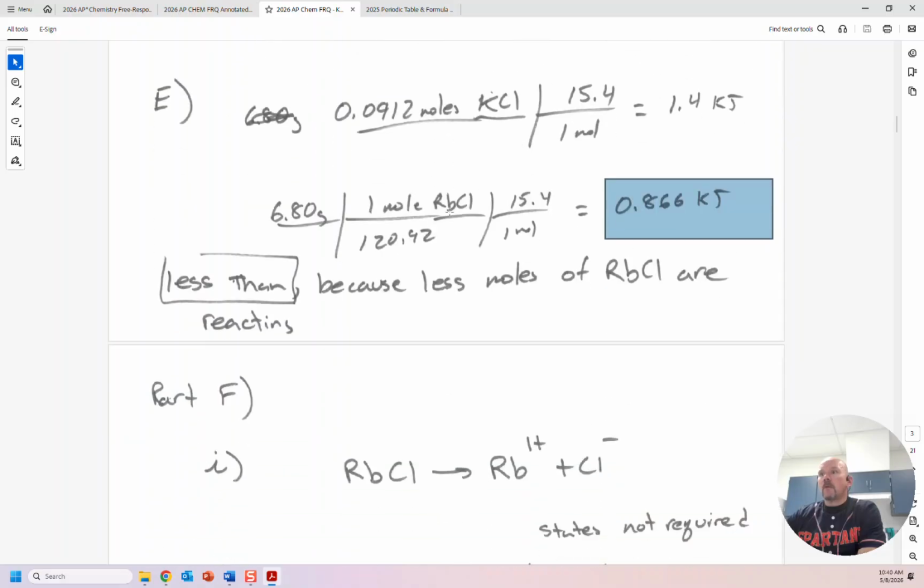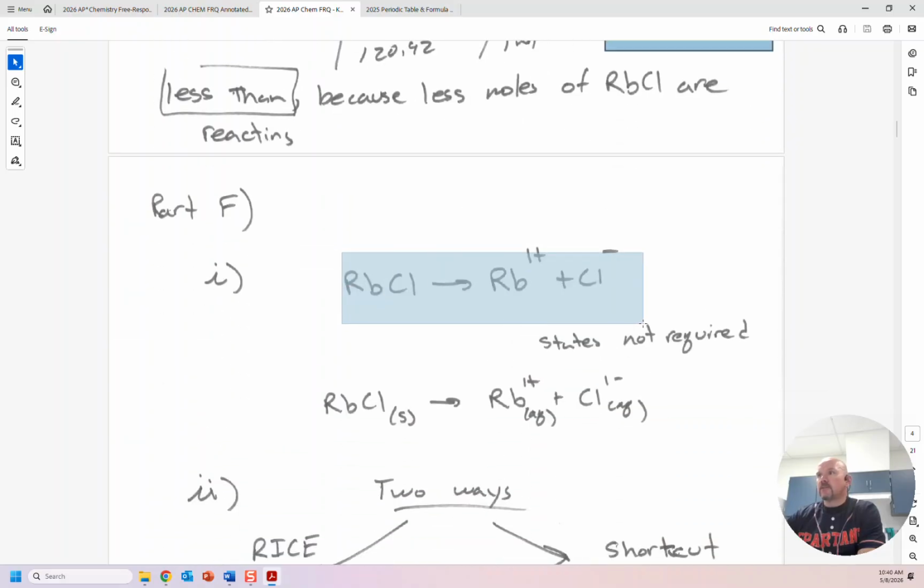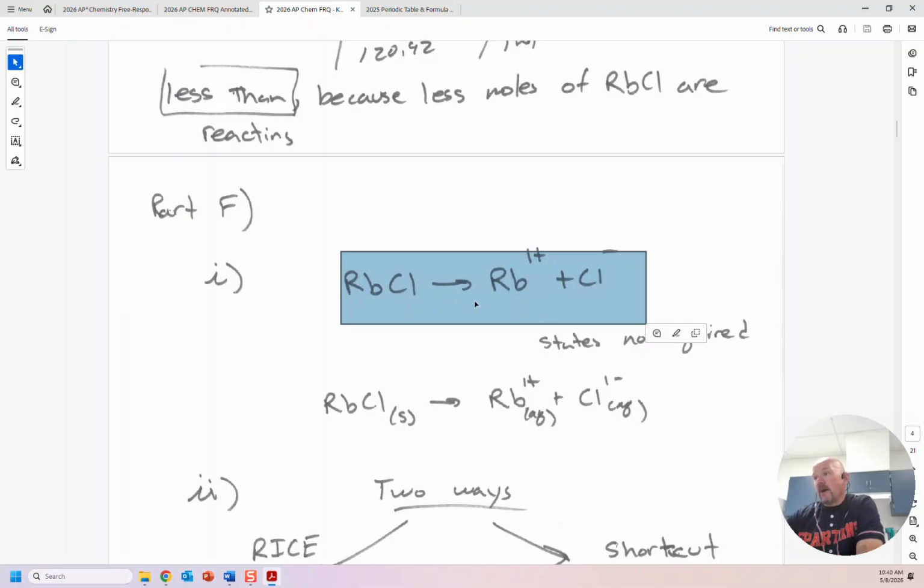All right, so we have to first show the salt dissolving in water. Now, they didn't ask for states of matter, so I wouldn't put them if they don't ask for it. If they want the states of matter, they'll ask for them. But it's a salt dissolving in water.